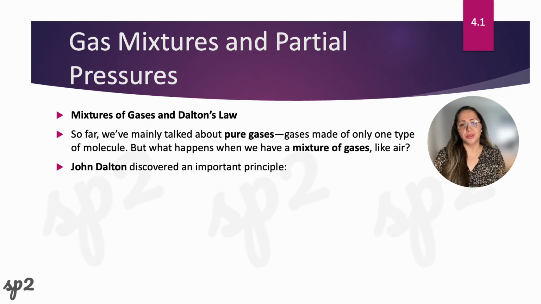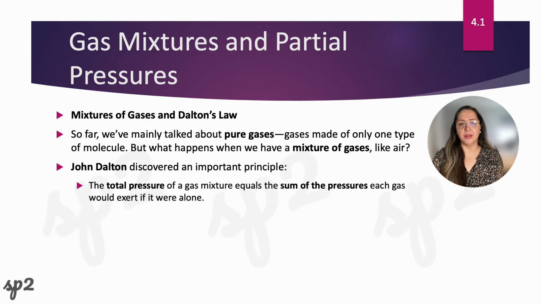Now, John Dalton discovered an important principle, which is pretty straightforward and very understandable. He found that the total pressure of a gas mixture is always going to be equal to the sum of all the pressures that each of these gases would have if they were alone. We just need to sum them up and that will be equal to our total pressure. Okay, cool. So more about that on the next page. Follow me on the next page, please.